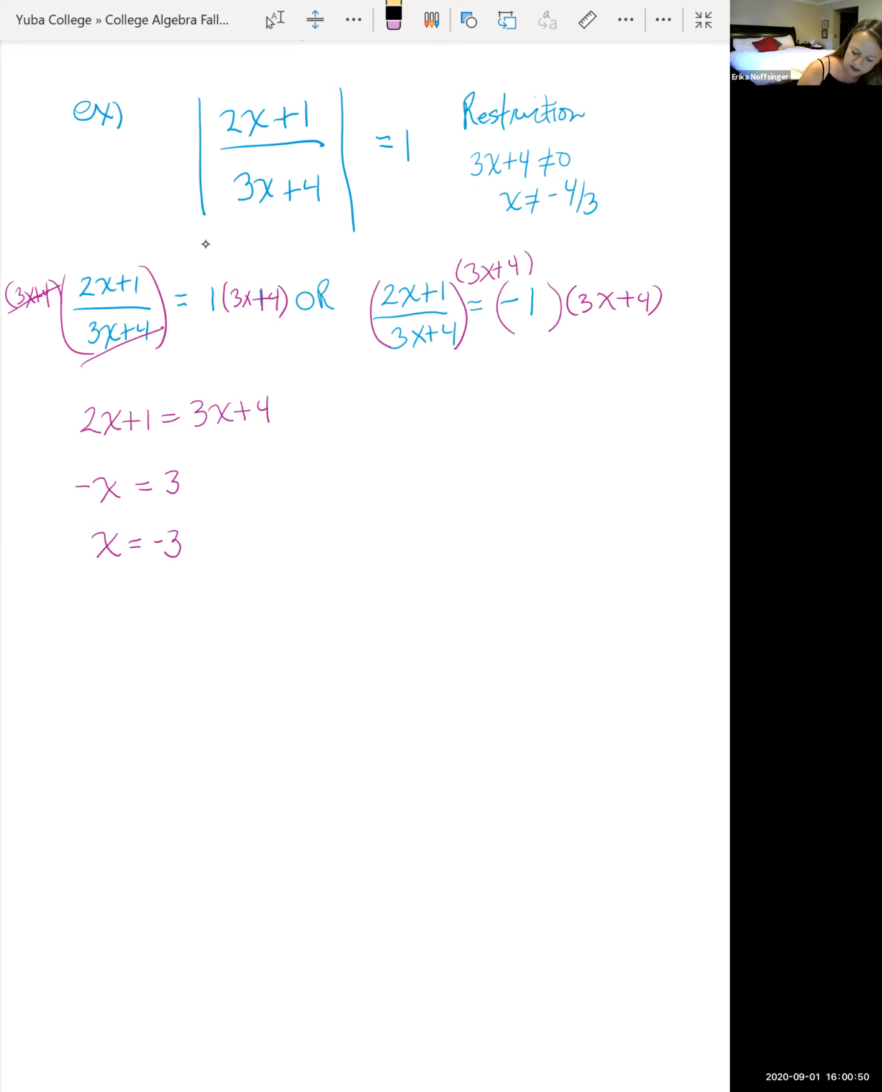Our variable, or the 3x plus 4 is going to cancel there, leaving us with just the 2x plus 1 in the numerator, equals, this time then we need to distribute that negative 1. So we get negative 3x minus 4. So if I add 3x to both sides, well, 3x plus 2x is 5x. And if I subtract 1 on both sides, excuse me, negative 4 minus 1 is negative 5. Divide both sides by 5, we get x is negative 1.